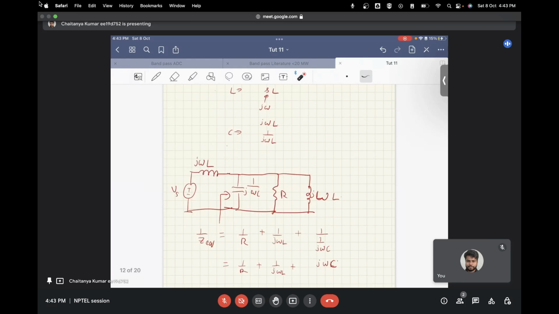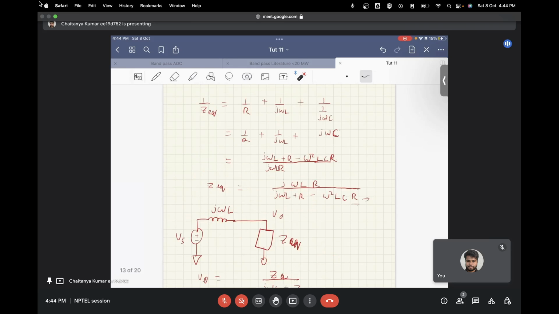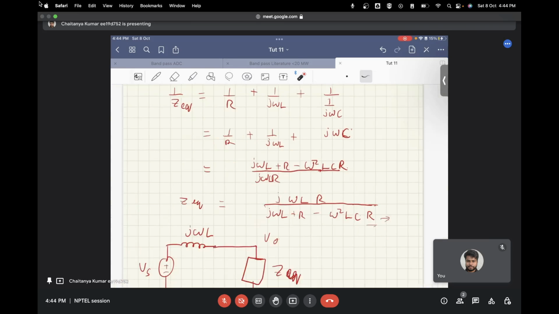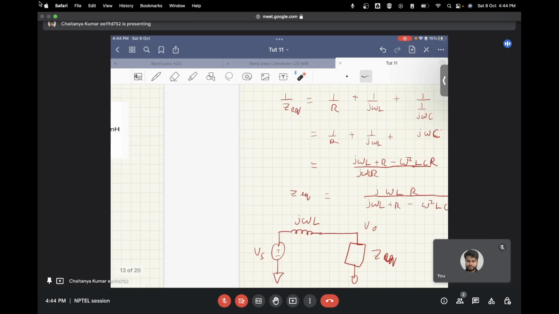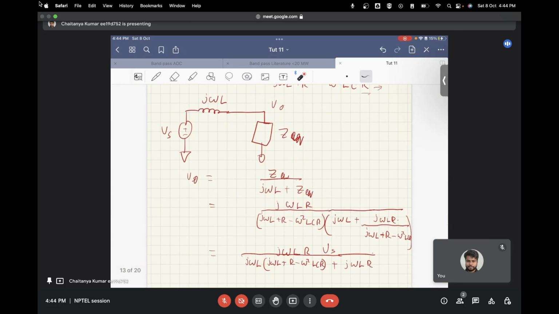So let's start from the equivalent impedance. That is 1 by R plus 1 by j omega L plus j omega C. So this is correct. Then we have the equivalent impedance coming out to be j omega L times R upon j omega L plus R minus omega square LCR. This also is correct.